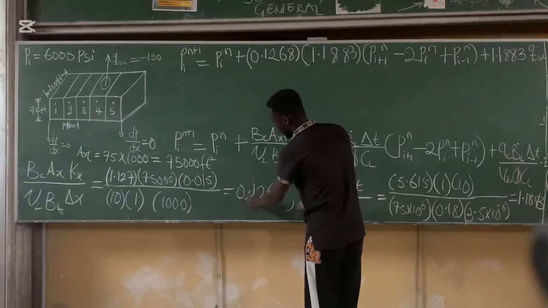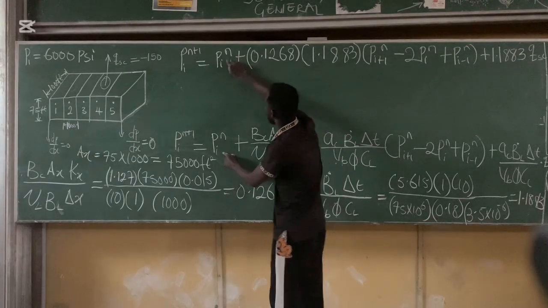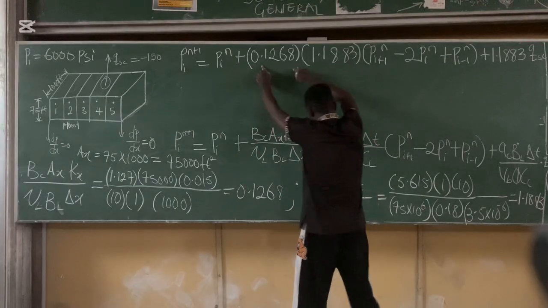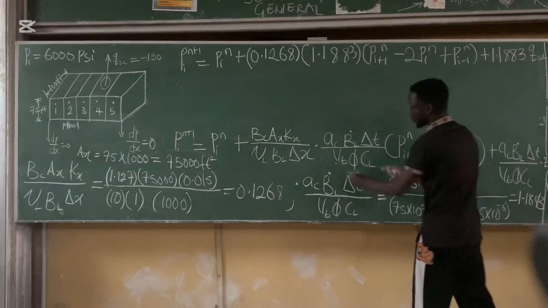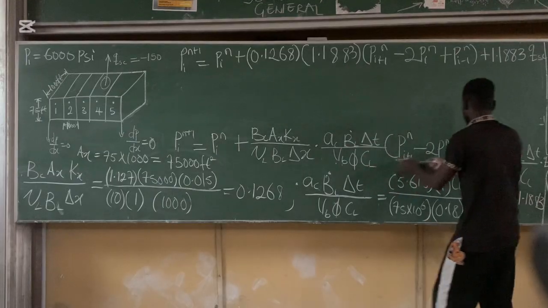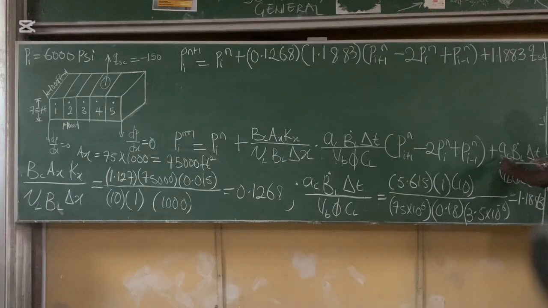So if you put 0.1268 in place of this, you are going to have PIN plus, since we say this one is equal to this, you put that value. And we also say that this one here is equal to this. So in place of this constant, we put this value, then these are the pressures, plus in place of this constant we put this, which is the same thing as this. Substitute this value into here, then QSC.